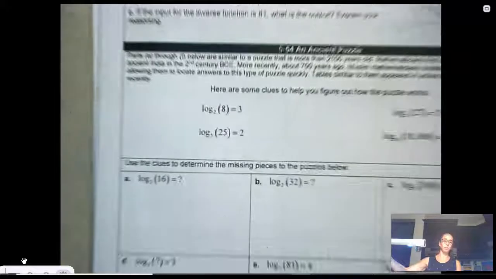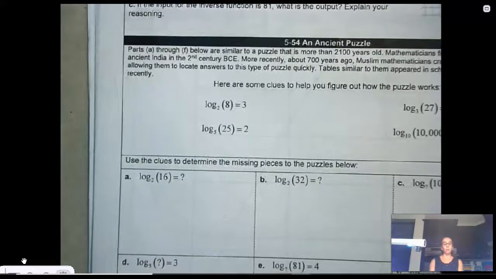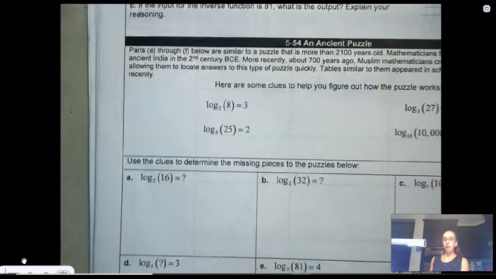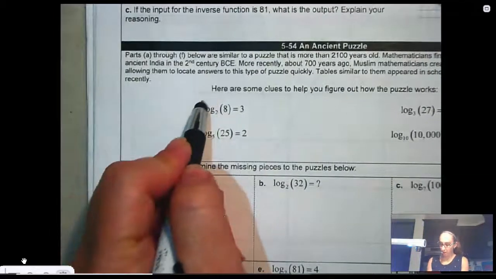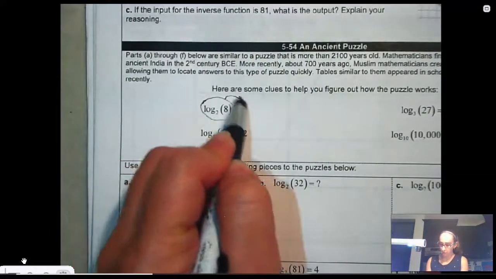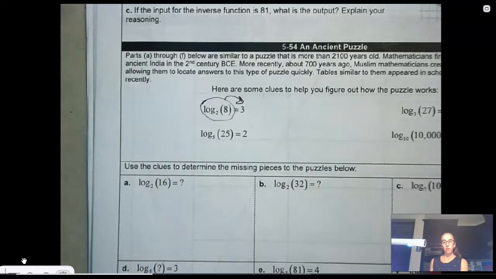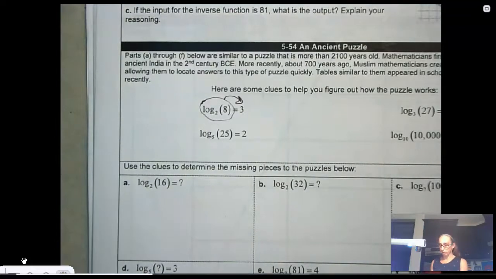Okay? We're going to start learning about logs. I'm going to informally teach you about them. You're going to learn that they're actually the inverse of exponential equations. For right now, you're just going to try to understand how the heck does this turn into this. Okay? So I'm going to show you, and then we'll do some of these together.